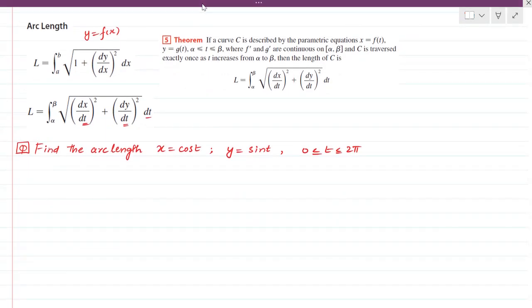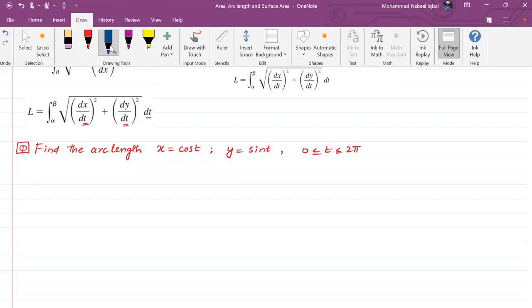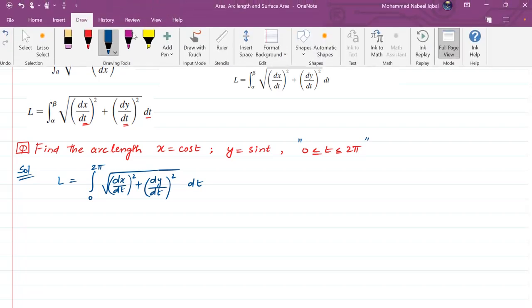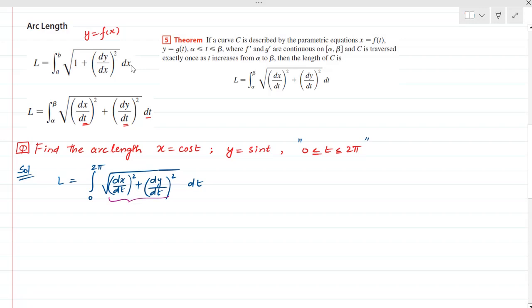Now the same thing here: find the arc length of x equal cosine t and y equal sine t from the angle 0 to 2 pi. When I go with the formula, write the formula first. The integral 0 to 2 pi is the limit of t. It is the square root of dx over dt whole square plus dy over dt whole square, into dt. Now, in order to solve this integral, I will calculate this part separately.